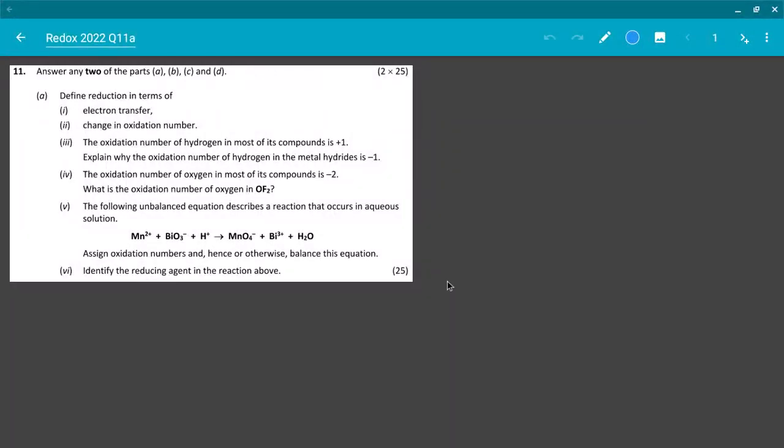This is a redox question from the 2022 paper, and it's question 11 part A. Define reduction in terms of electron transfer, RIG. So this stands for reduction is gain. Okay, so reduction in terms of electron transfer is a gain of electrons.